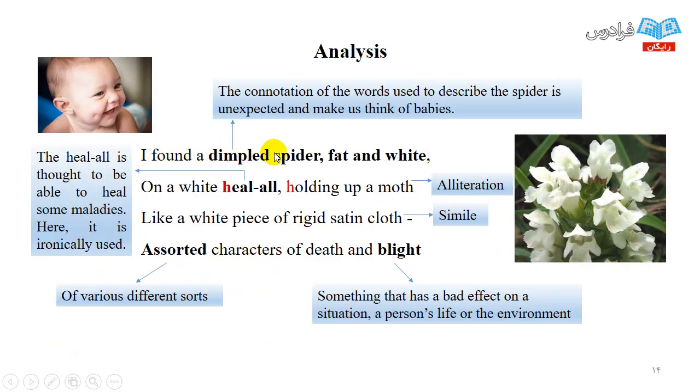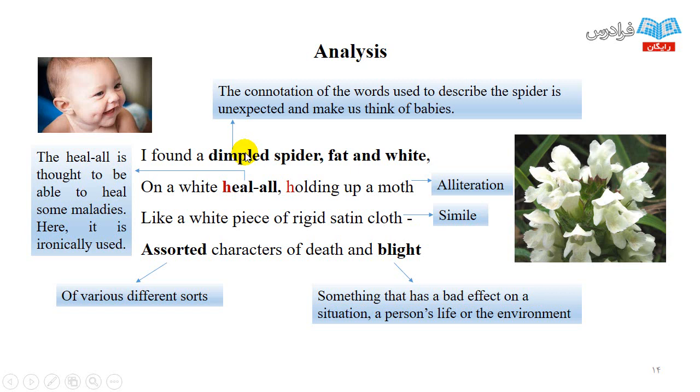I found a dimpled spider, fat and white, on a white hill holding up a moth. The speaker here says that he found a fat and white dimpled spider holding a moth on a white flower called a halo. Dimpled means somebody who has got dimples. As you know, a dimple is a small hollow in somebody's cheeks or chin.